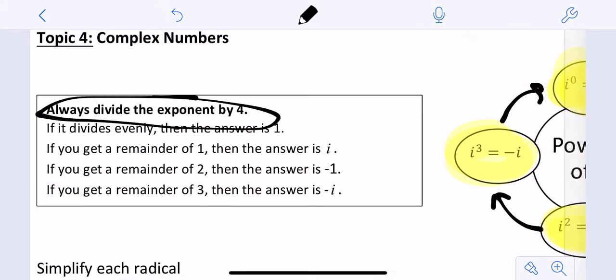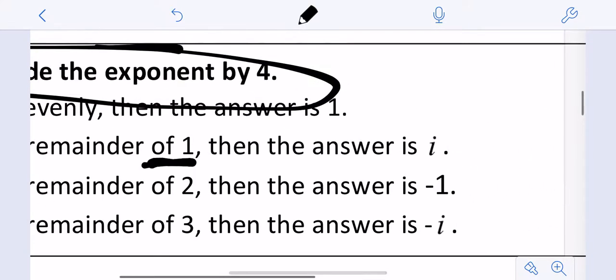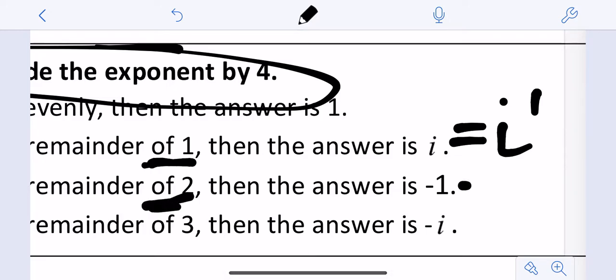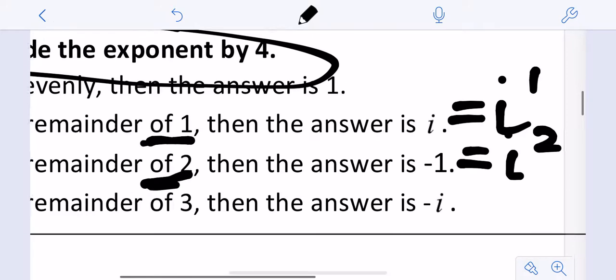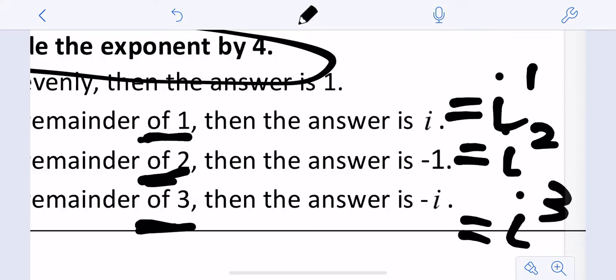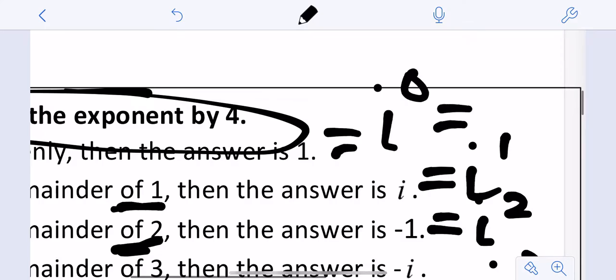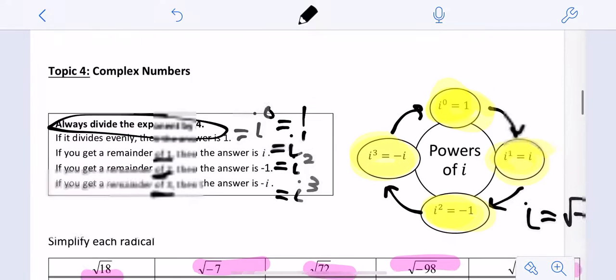So we're going to divide the exponent by 4 and look at the remainder. If your remainder is 1, it's going to be equivalent to i to the 1st. If your remainder is 2, it's going to be equivalent to i to the 2nd, which is -1. If the remainder is 3, it's going to be equivalent to i to the 3rd, which is -i. And if the remainder is 0, it's going to be equivalent to i to the 0, which is 1.